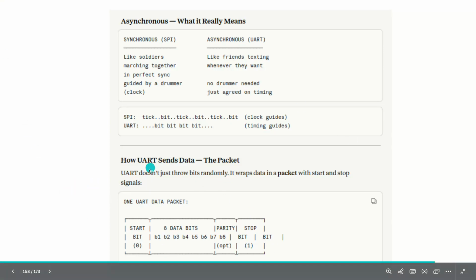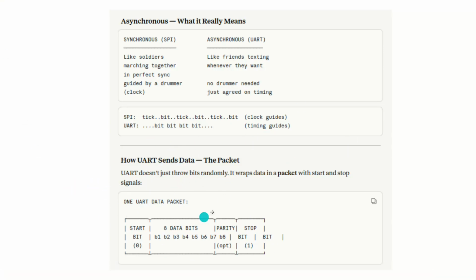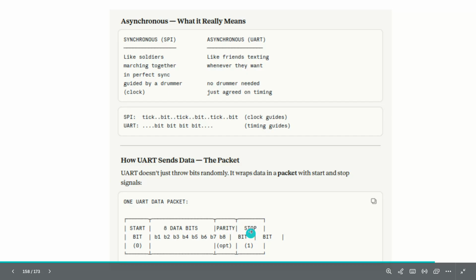So let's see how this UART would send data. The UART sends data in packets. UART doesn't throw bits randomly. It wraps the data in packets with a start and stop signal. There is a start bit and there is a stop bit. In one UART data packet, the 8 data bits would be there, the start bit, the stop bit, and sometimes a parity bit can also be there. This is how one UART data packet would be sent.